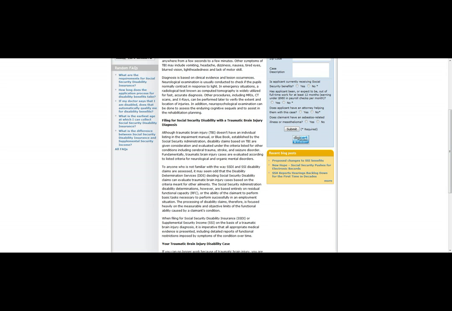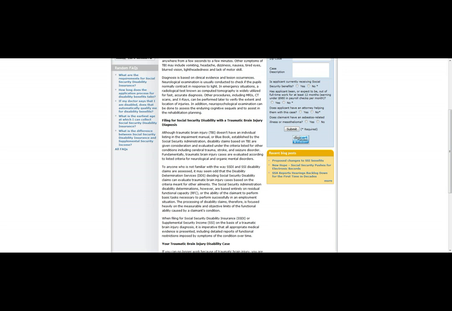To anyone who is not familiar with the way SSDI and SSI disability claims are assessed, it may seem odd that the Disability Determination Services, deciding Social Security disability claims, can evaluate traumatic brain injury cases based on the criteria meant for other ailments. The Social Security Administration Disability Determination Services, however, are based entirely on residual functional capacity, also known as RFC, or the ability of the claimant to perform basic tasks necessary to perform successfully in an employment situation. The processing of disability claims, therefore, is focused heavily on the measurable and objective limits of the functional ability caused by a claimant's condition.